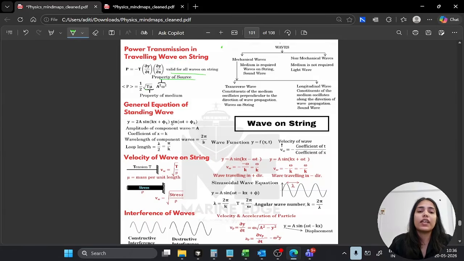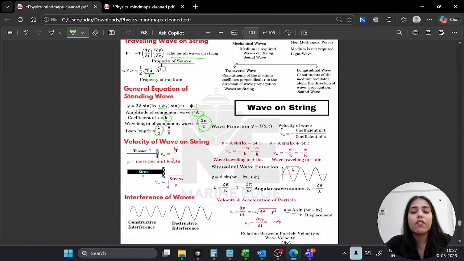Now, where T is the tension in the string and mu is the mass per unit length of the medium in which it is traveling, and A and omega are the amplitude and the angular velocity. Now, moving forward, general equation of a standing wave is A sin kx plus phi 1 and sin omega t plus phi 2. Okay. Now, moving forward, amplitude component of the wave is A. Okay, and the coefficient of x is k. Wavelength of the wave is 2 pi upon k, and the loop length or the length of each loop here is lambda by 2.